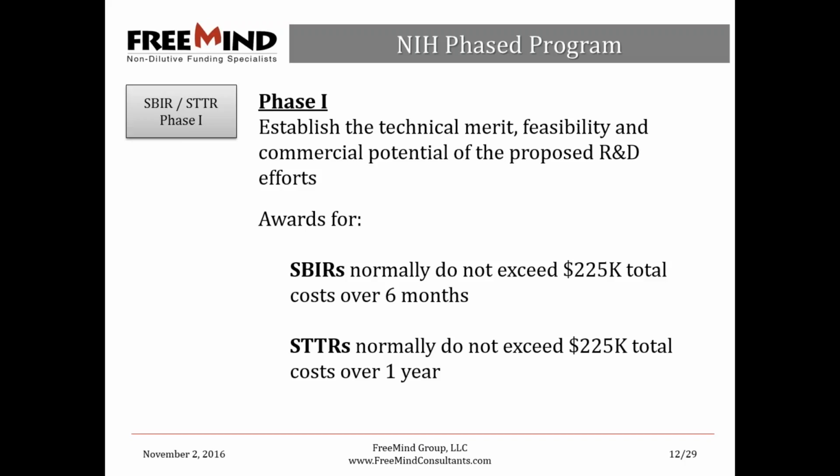The budget is up to $225,000. Actually, it's $150,000 that can be exceeded by 50%, so it's up to $225,000 total. And this is total cost, so this is including both the direct costs and the indirect costs. And this is research that will be conducted over up to 6 months, so a short period of time as well. The STTRs are a very similar budget, also $225,000. In this case, up to 1 year of research, not 6 months.